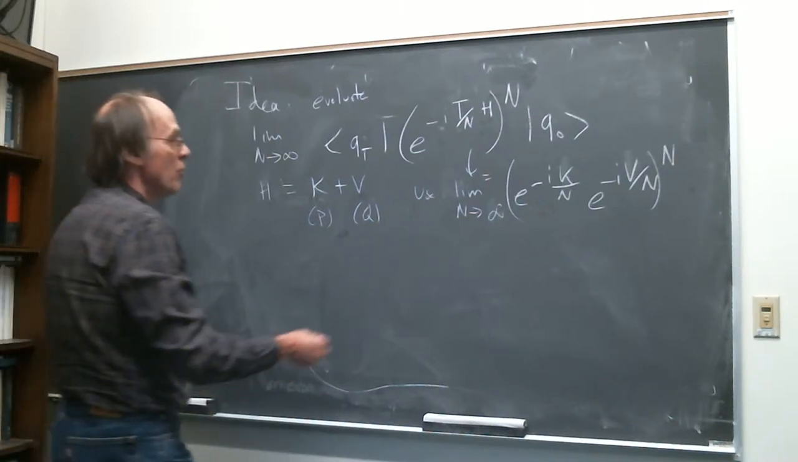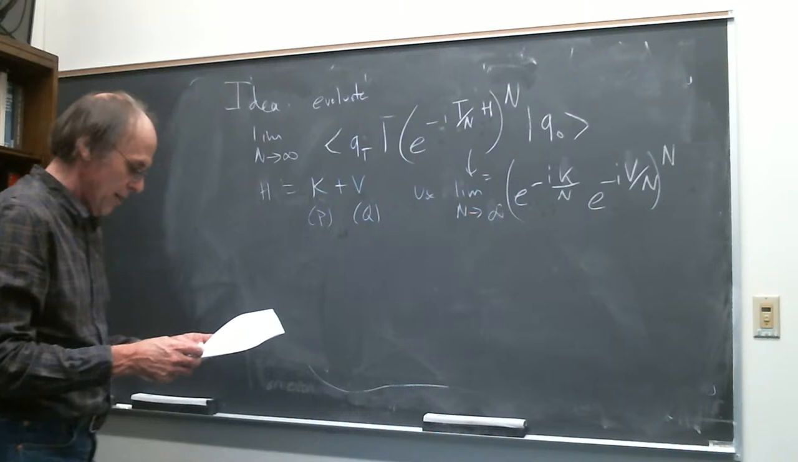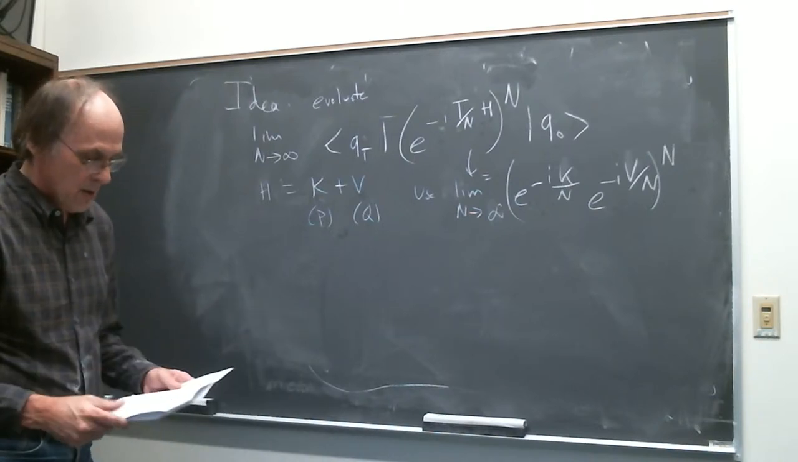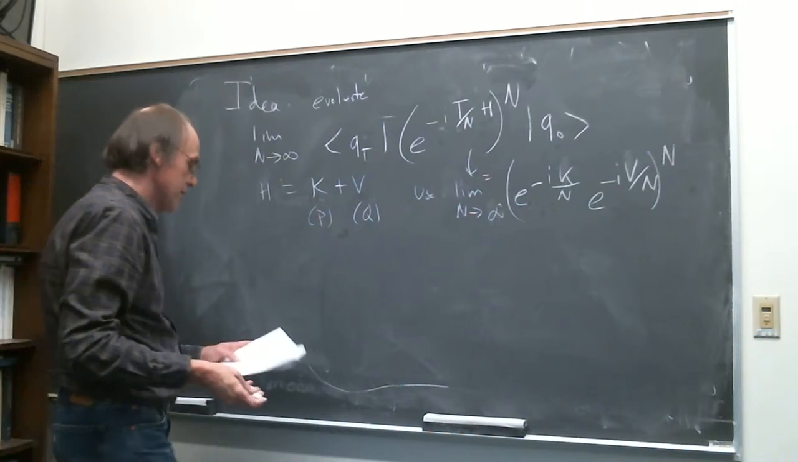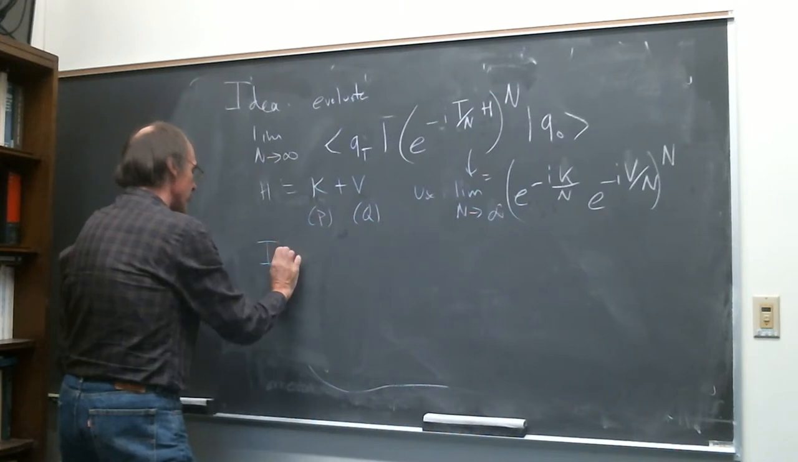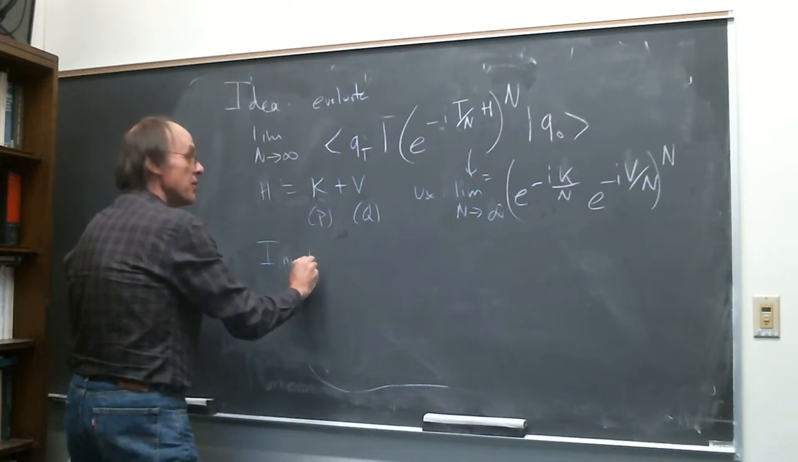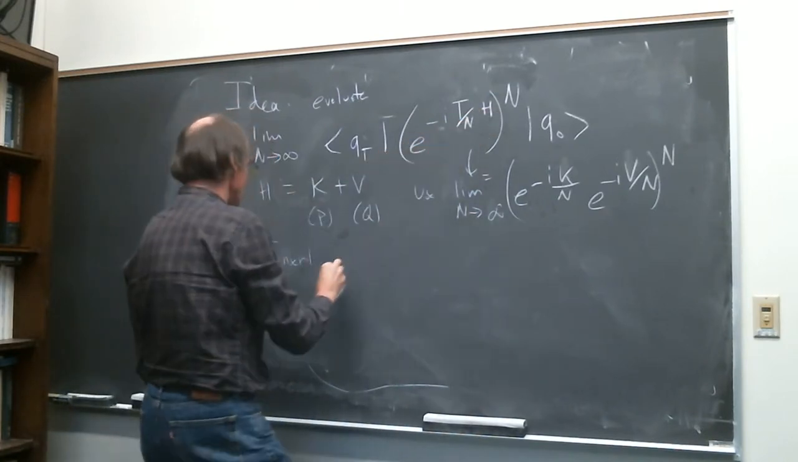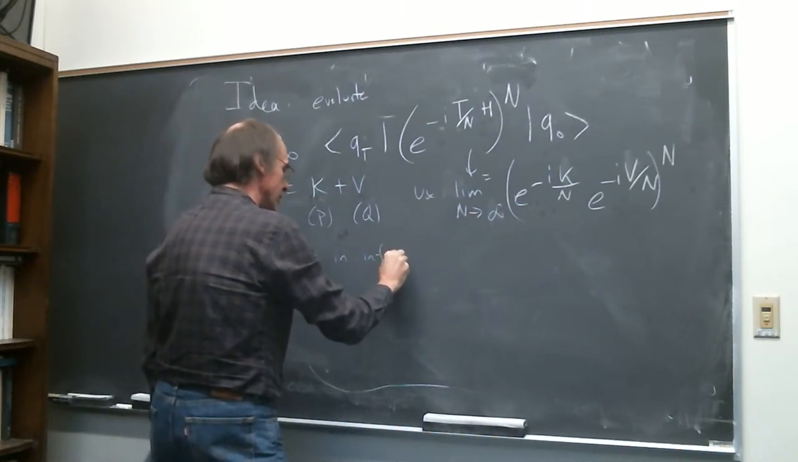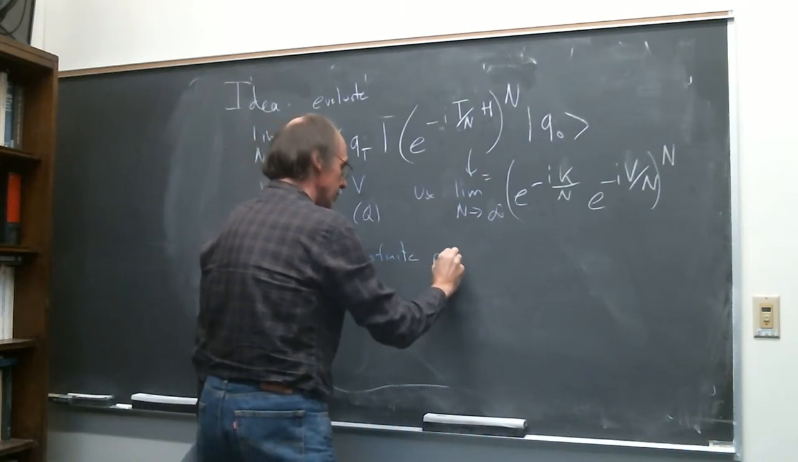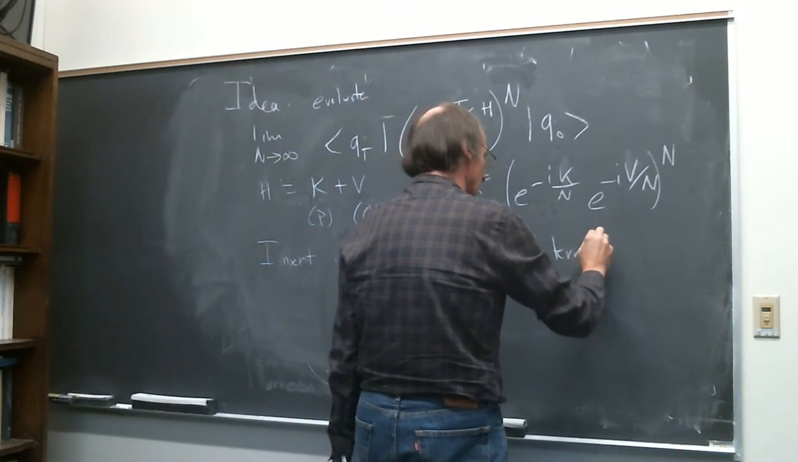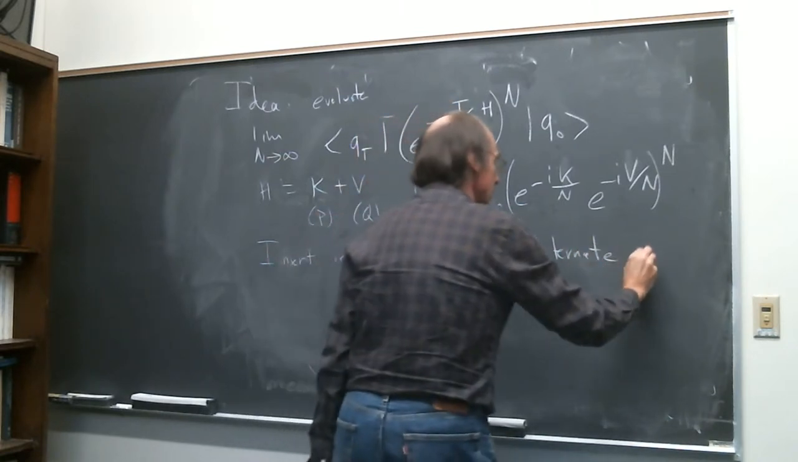Okay. And then what you do is you then insert, in the infinite product, alternate versions of the identity.